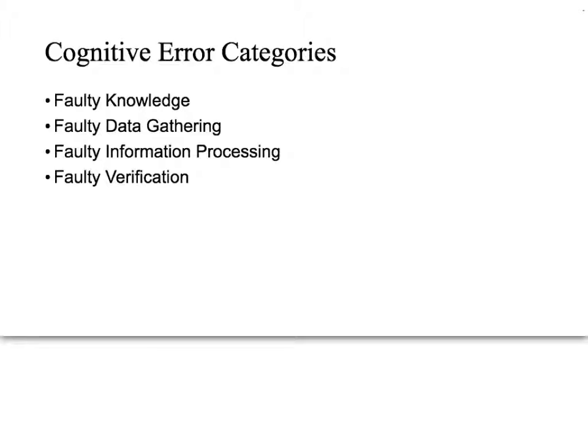So we can categorize errors in a couple of ways, and these things should be pretty intuitive to you. If you have faulty knowledge, you're likely to make an error. If you haven't gathered data correctly or the correct data, you could have a cognitive error. If you are processing the information in a faulty way, you could create an error. And if you verify the information in a faulty way, you could create an error. So all of these things are rather intuitive, and it's actually more important to understand what these categories are than to give them a label, don't you think?